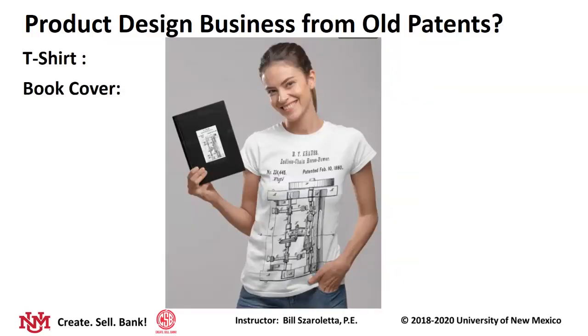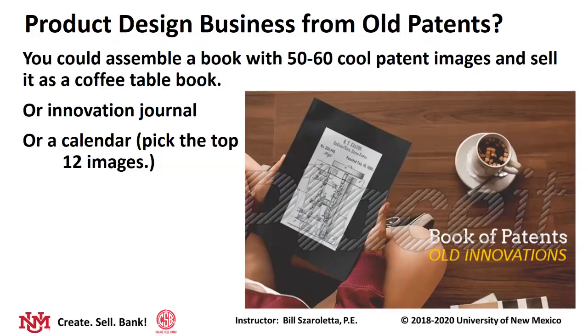Well, here's a T-shirt on the right, and on the left is a book cover. Just things that you can do, and they will print up. You could assemble a book with 50 to 60 cool patent images and sell it as a coffee table book, or an innovation journal. Put little images on each page, or a calendar, and you pick the top 12 images and do that.